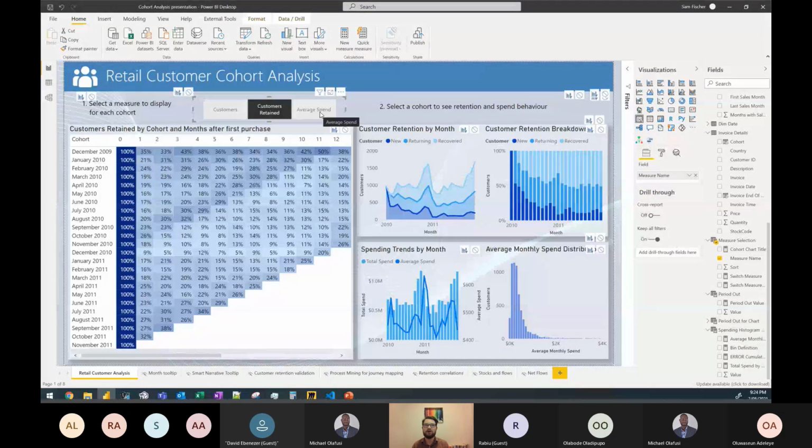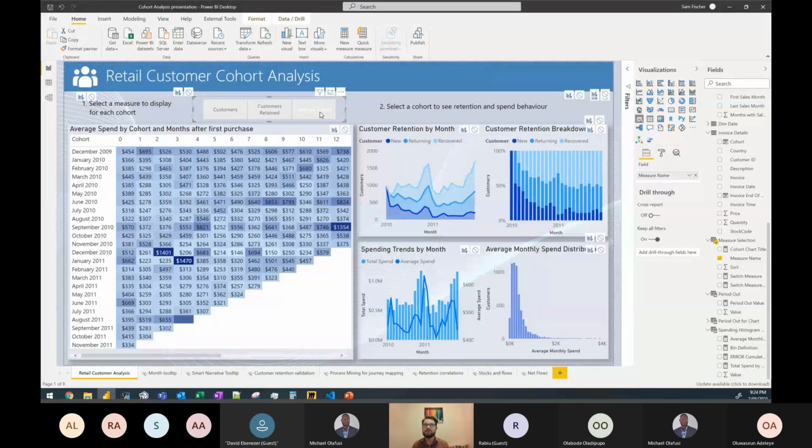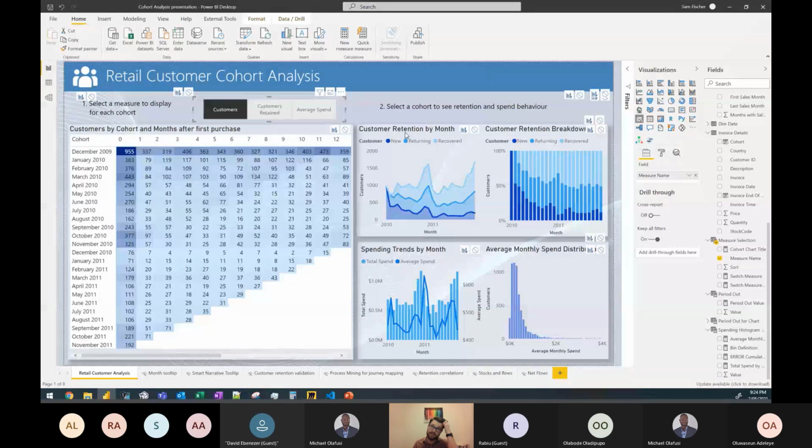So there's a few hot spots here, which we can look at soon. In terms of our other visuals, in the top right-hand side, we've got a few visuals that speak to customer retention and the breakdown of the types of customers that we have. So we've got 3 groups of customers.